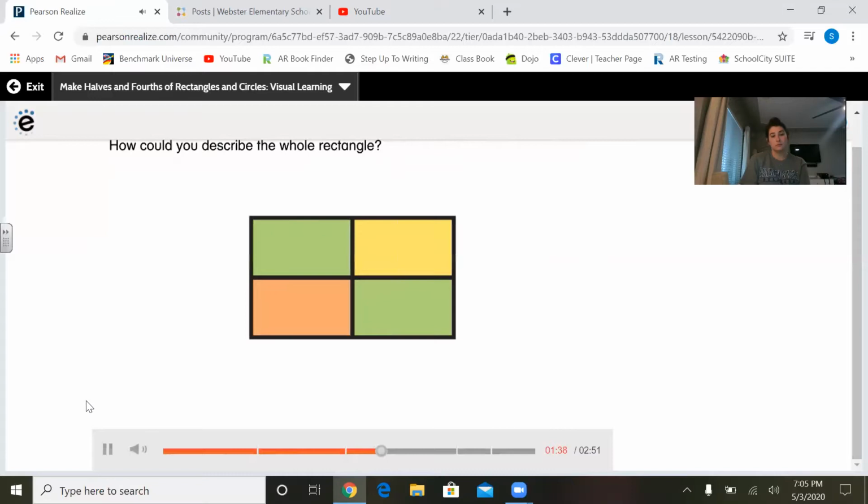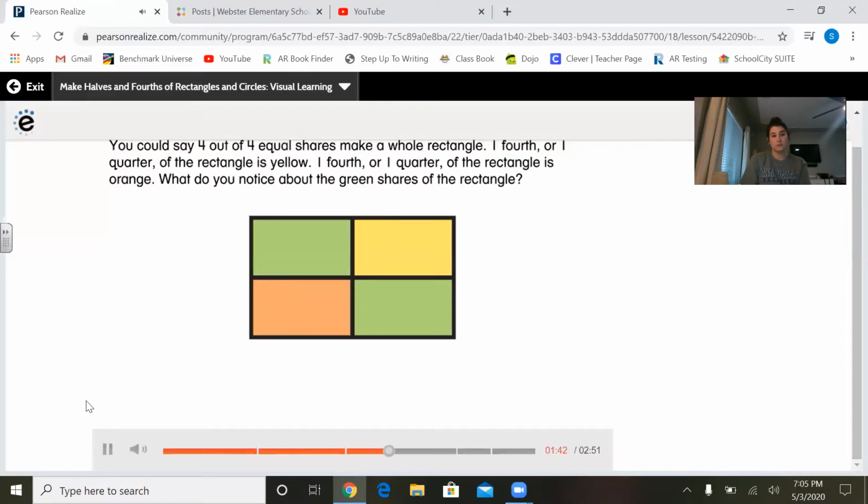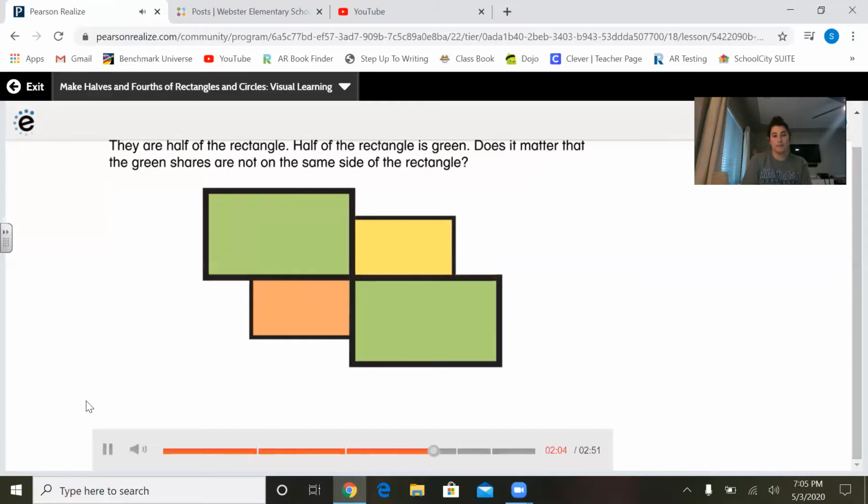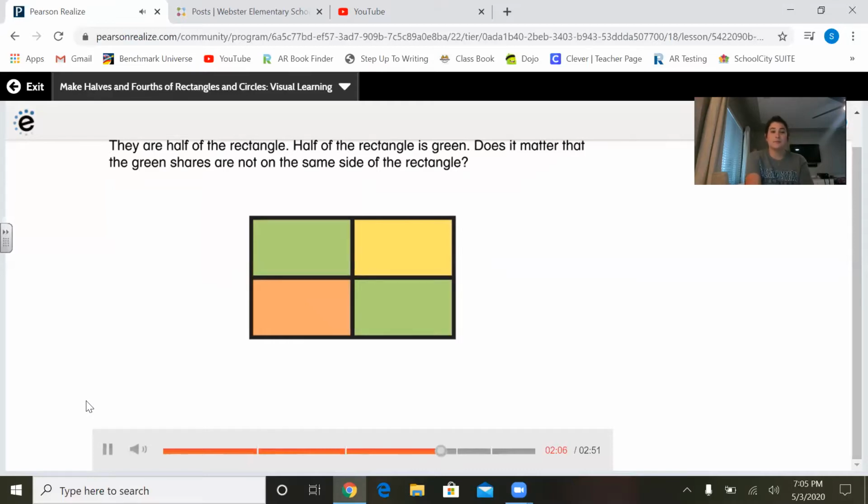How could you describe the whole rectangle? You could say 4 out of 4 equal shares make a whole rectangle. 1/4 of the rectangle is yellow. 1/4 of the rectangle is orange. What do you notice about the green shares of the rectangle? What do you think? They are half of the rectangle. Half of the rectangle is green.